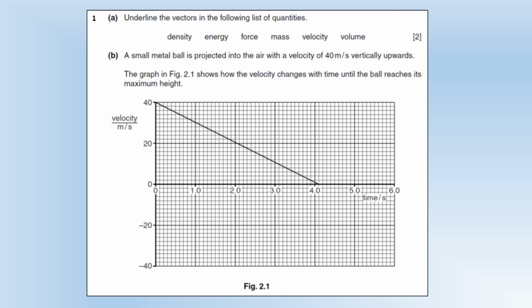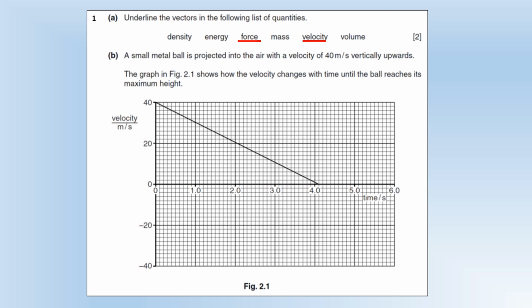Okay, so we're going to look at some general physics past paper questions that we've done as part of a test. So let's start with question 1. Underline the vectors in the following list of quantities. Density, no. Energy, no. Force, yes, force is. It has magnitude and direction. Mass, no. Velocity, yes. Volume, no. We've picked 2, so that's our 2 marks.